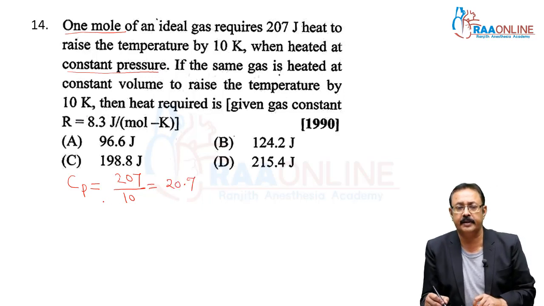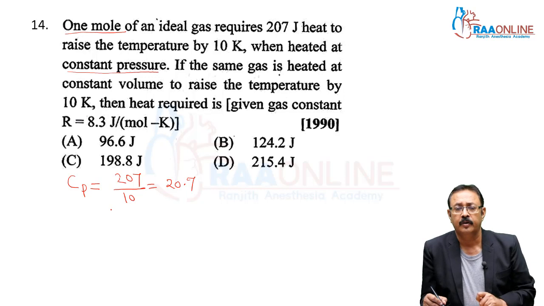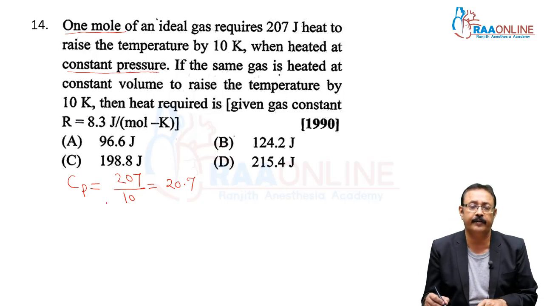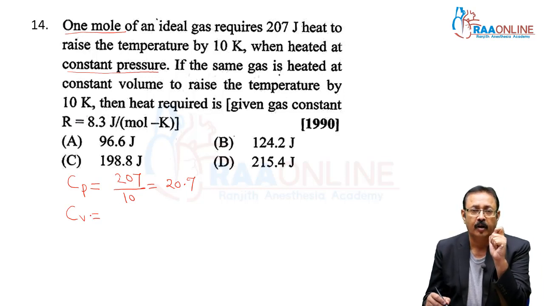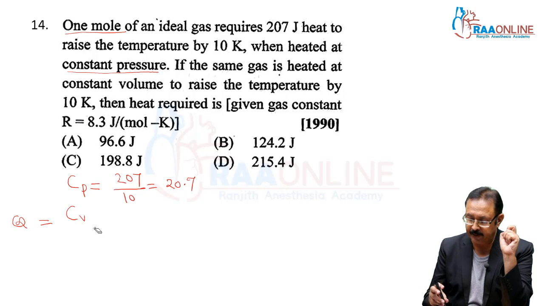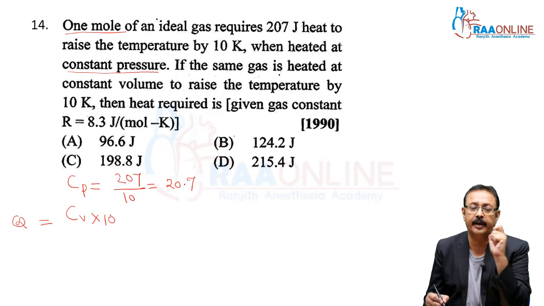20.7. Cp is given. If the same gas is heated at constant volume to raise the temperature by 10 Kelvin, it means Cv. Cv means the heat required to raise the temperature of 1 mole of gas by 1 Kelvin. But if you want to increase the temperature by 10 Kelvin, the heat required should be Cv into 10. It means you want to calculate Cv into 10.